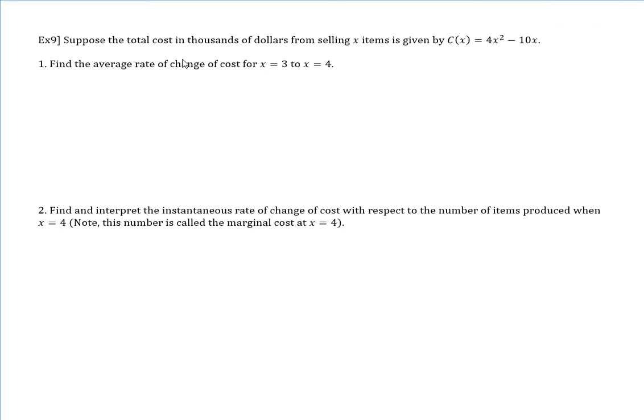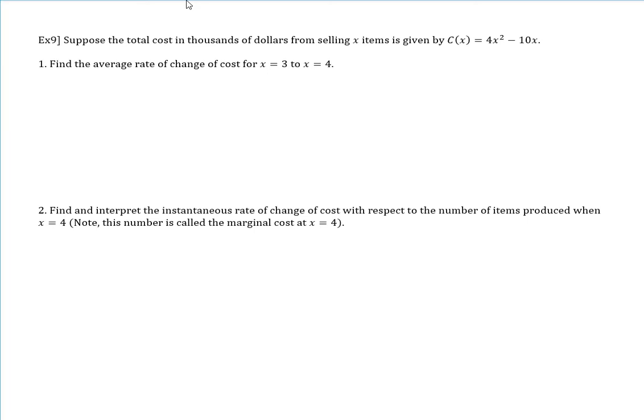Okay, so in this example it says suppose the total cost in thousands of dollars from selling X items is given by C of X equals 4X squared minus 10X. Let's find the average rate of change of cost for X equals 3 to X equals 4.